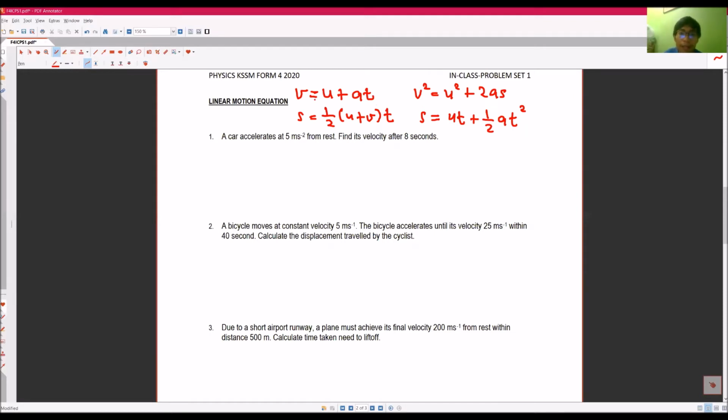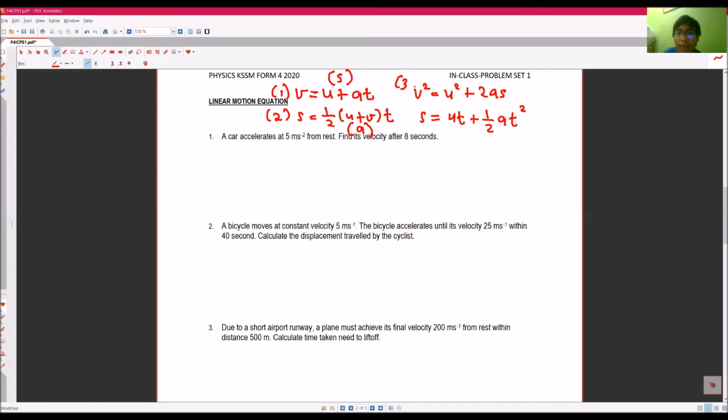For example, number one, we don't have S. So if there is no displacement stated and no need to find the displacement, then we can use number one. Number two, we don't have acceleration. Same case, if we don't have acceleration stated in the question and the question also doesn't ask for acceleration, then we can use number two.